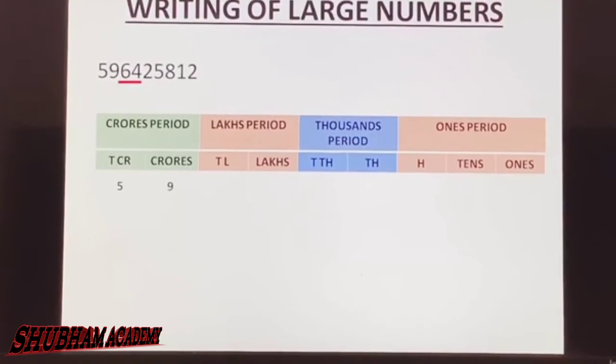Next 2 digits are 6 and 4. So 64. After that next 2 we have 25. And last 3 digits 812.